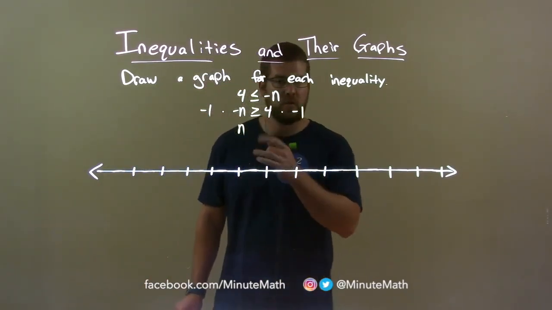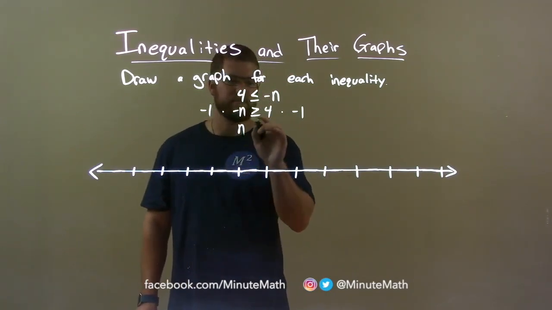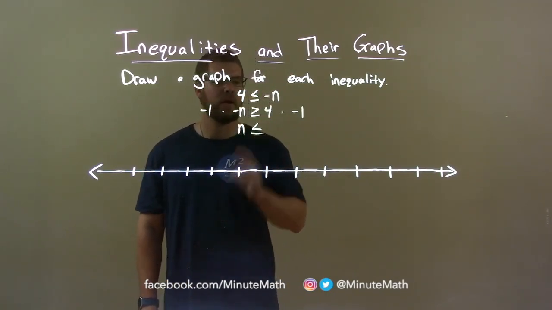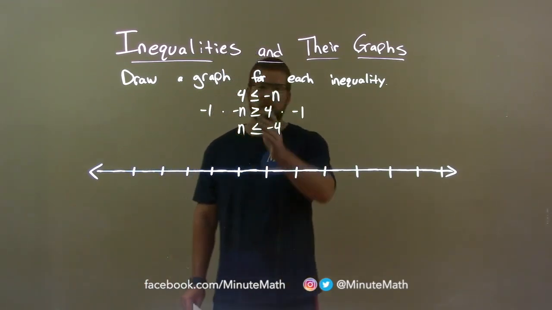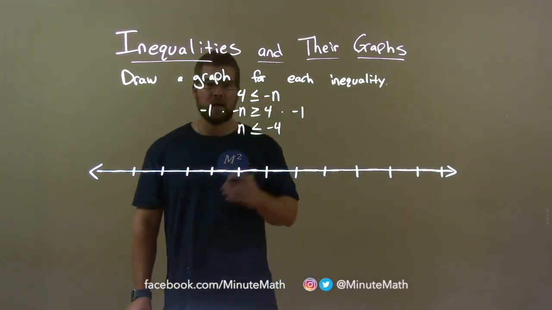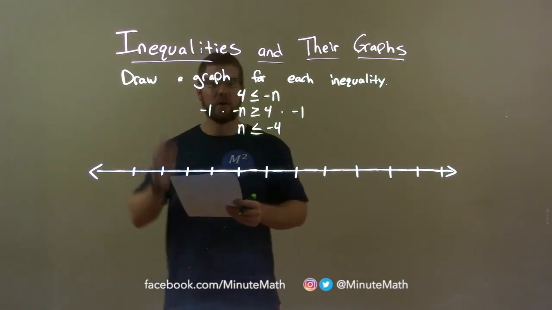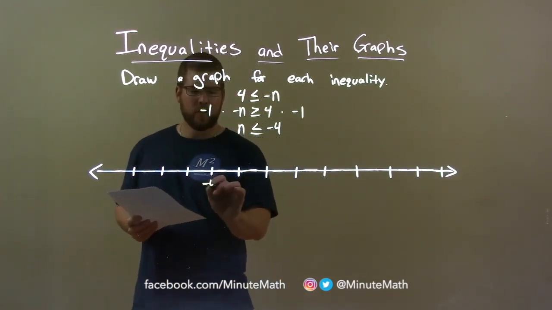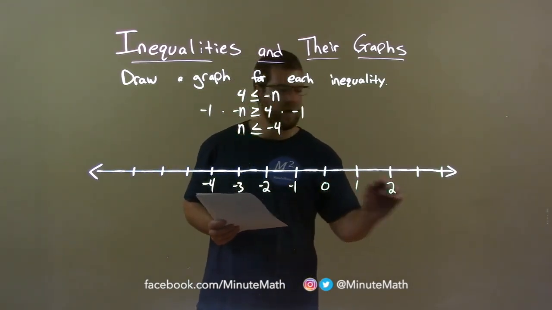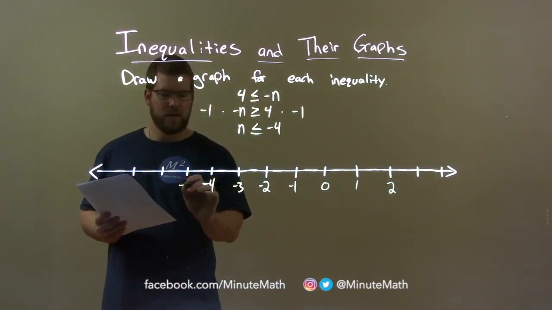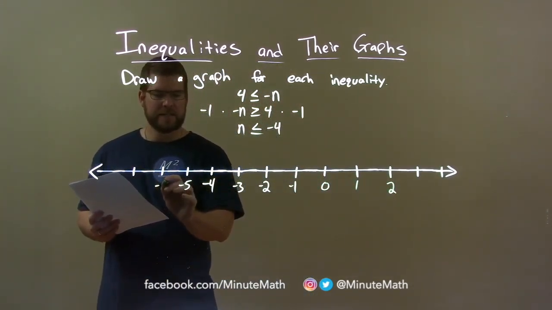Multiplication or division over an inequality flips the sign again. So we have less than or equal to now, and 4 times -1 is a -4. Alright, so now we have n is less than or equal to -4. So now we want to graph that. So let's put a -4 here, and then -3, -2, -1, 0, 1, 2, and -5, -6 right here.